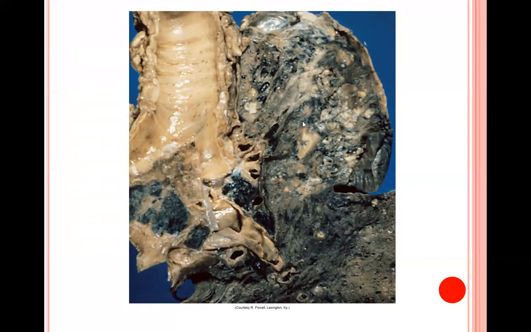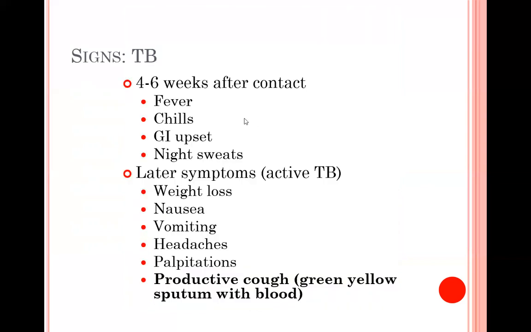Looks pretty terrible. So signs and symptoms: 4 to 6 weeks after initial contact, there might be fever, chills, GI upset, and night sweats. So some of that acting from that video of Doc Holliday sort of shows some of that. And then the later symptoms, once it goes from a latent to an active tuberculosis, there's weight loss, nausea, vomiting, headaches, palpitations, and a very productive cough that can be yellow, greenish, or have blood in it.